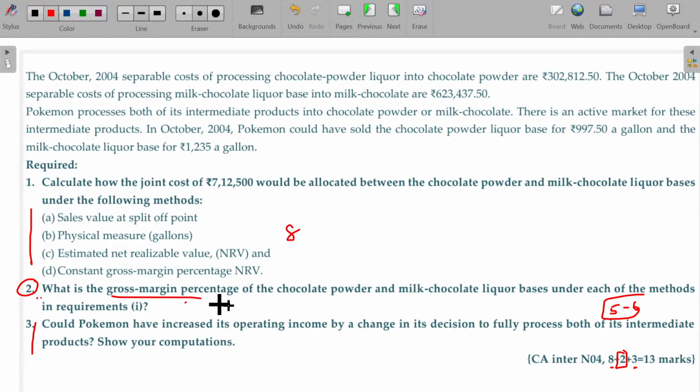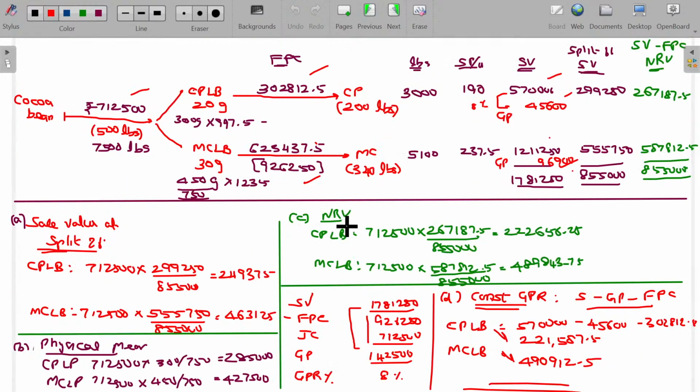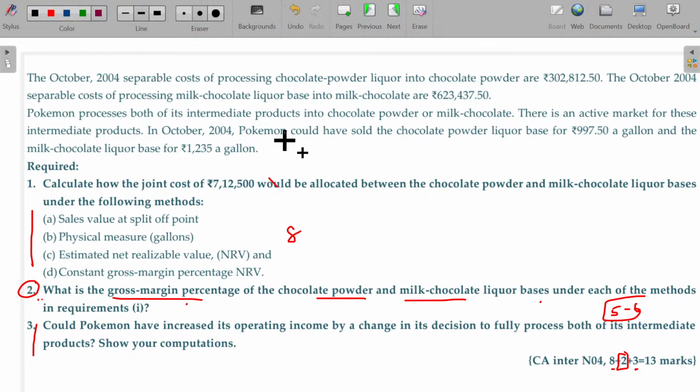What is the gross margin percentage of the chocolate powder and milk chocolate liquor base under each of the methods required in one? So under GPR, how do you calculate the GPR? GPR is nothing but sales value minus allocated further process cost and allocated joint cost. If you subtract these two from here, you'll get the GP and you can get the GPR here directly.